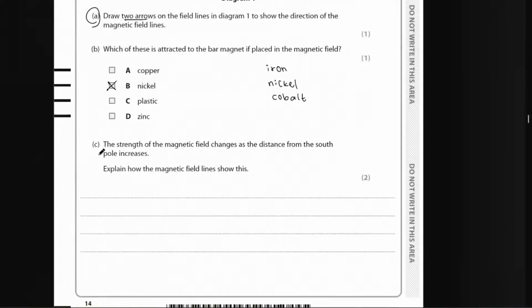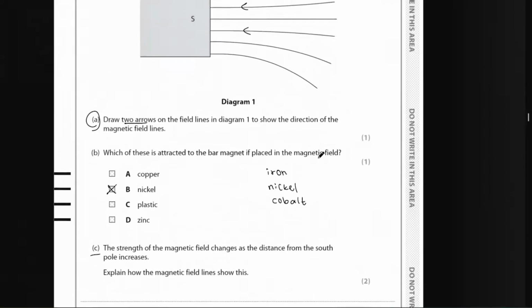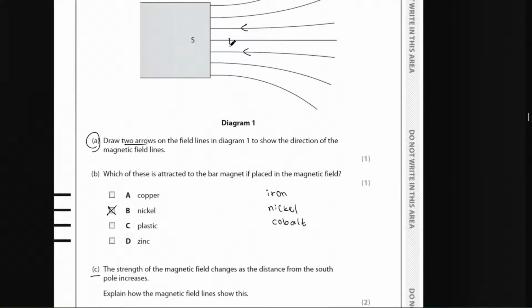Question number C. The strength of the magnetic field changes as the distance from the South Pole increases. Explain how the magnetic field lines show this. So let's say we have an object. The further away we move from the magnet, we can see the separation between the field lines increases. As the magnetic field lines go further apart, the magnetic field strength decreases. That's what we have to explain.